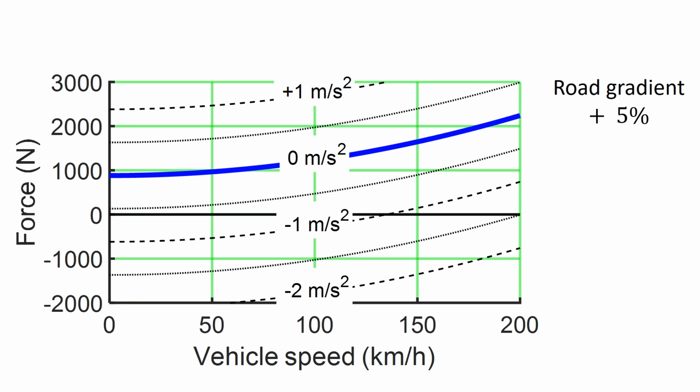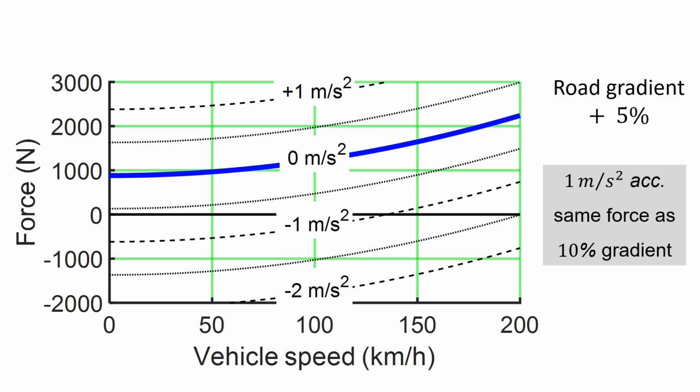This version of the diagram is very useful to answer the same question as our vehicle model can answer. That is, if the vehicle needs a certain acceleration, what force is required at different speeds? To answer that question for all possible road gradients, we need different versions of this diagram, one for each road gradient. However, that is not very complicated if we remember that the additional force required to increase acceleration by 1 meter per second square is roughly equal to the force required for a 10% increase in road gradient.